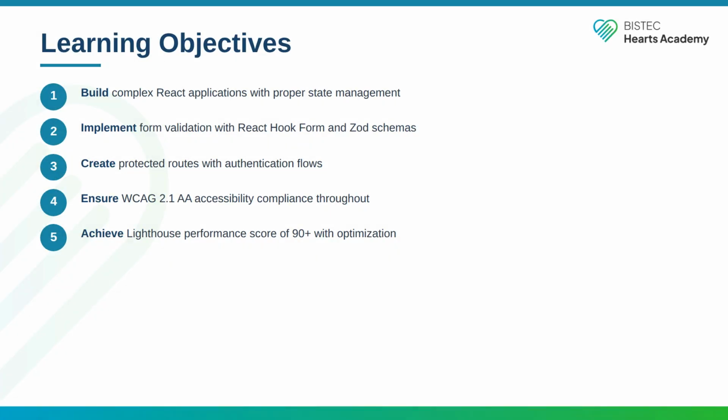5 objectives today. Build complex React apps with state management. Implement form validation with React Hook Form. Create protected routes with authentication. Ensure WCAG 1AA accessibility compliance, and achieve a Lighthouse performance score of 90 or higher. Notice that 3 of these 5 are about quality: forms, accessibility, and performance. Feature completeness is important, but shipping features that are slow, inaccessible, or poorly validated is not engineering, it's prototyping.